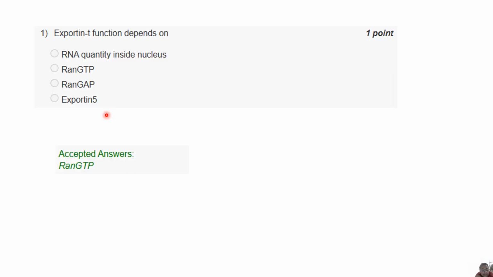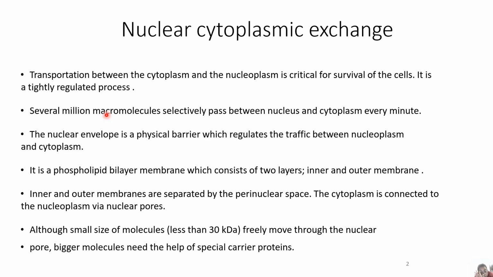So the right answer for this will be RAN-GTP. What happens during nucleocytoplasmic exchange is that the transportation between cytoplasm and the nucleoplasm is critical for survival of all cells. So it is a very tightly regulated process. Several million macromolecules selectively pass through nucleus and cytoplasm every minute.